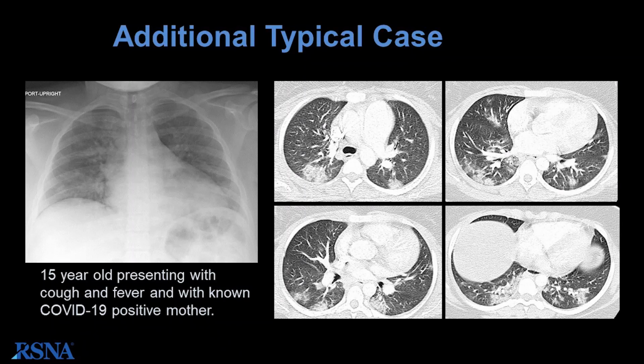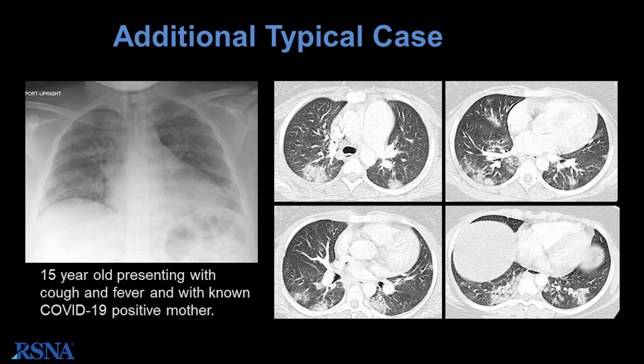Next, we're going to talk about an additional typical case, and this is a case from our institution, which is nice because we have a typical appearance both radiographically on the chest x-ray and on chest CT. And this was a 15-year-old patient who didn't have any substantial past medical history, but did have a mother who had known COVID-19 pneumonia and presented to us with cough and fever.